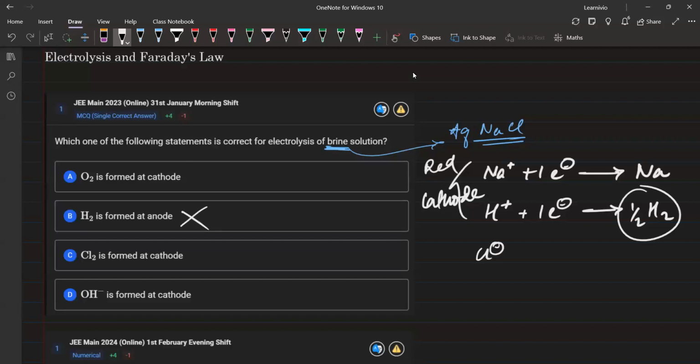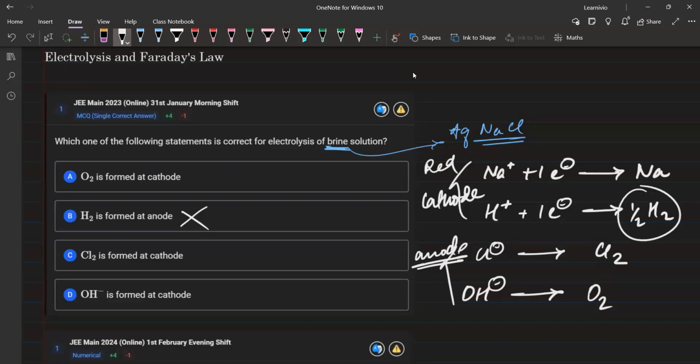Either Cl- will lose an electron and form Cl2, or what could happen? Or you will have OH- which will be formed as O2. Both of these can happen at the anode. So Cl- and OH- to O2 can be formed, but because O2 is going to have a very high overpotential, O2 is not formed. Cl2 is formed at the anode. So this is incorrect.